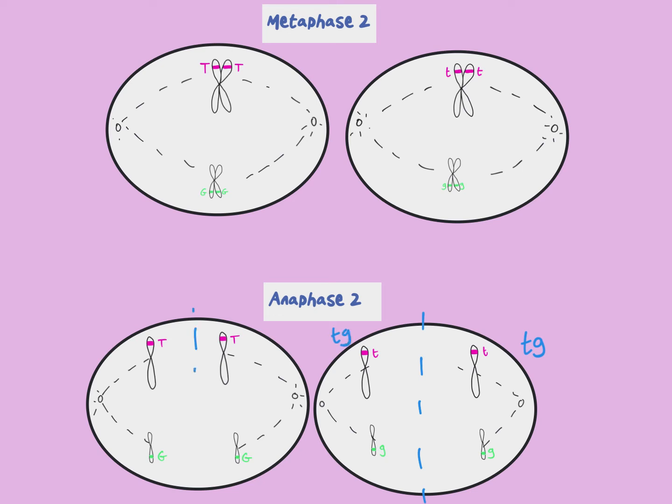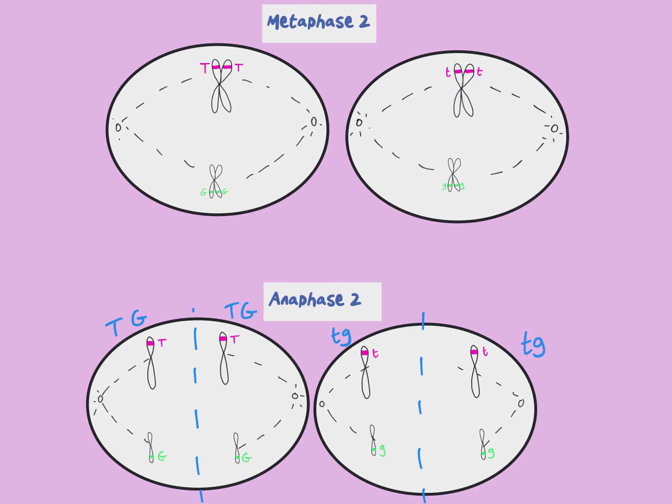Same for this cell on the other side, except there's going to be a big T and a big G, and a big T and a big G. Now, if there was one thing different, like for example, in the previous step in meiosis, I said these two could have been switched around, which is very possible.